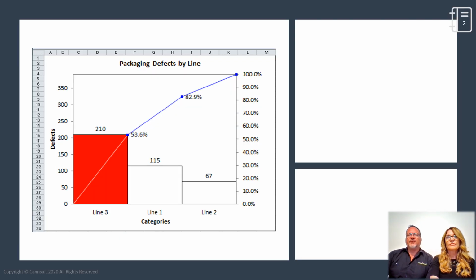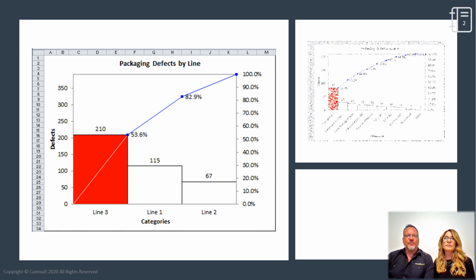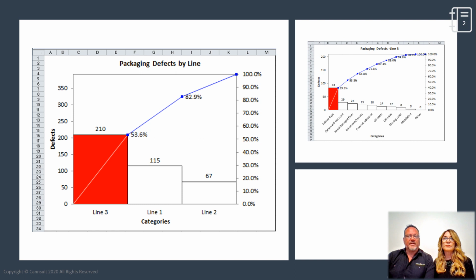A great way to use a Pareto chart is to drill down to get to the root cause of the problem. For example, if we are studying defects by line, our data shows that line 3 has the highest number of defects at 210 of the total 350 defects. This would be an important number for the team to understand, because if they can eliminate the defects on line 3, they can confidently estimate that they'll have a greater than 50% reduction in packaging defects.